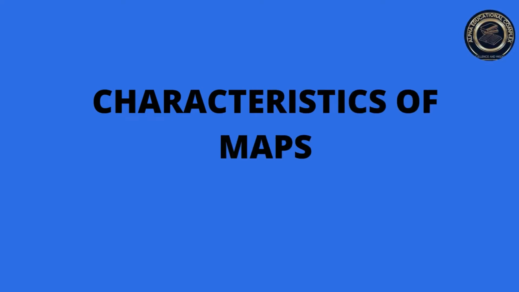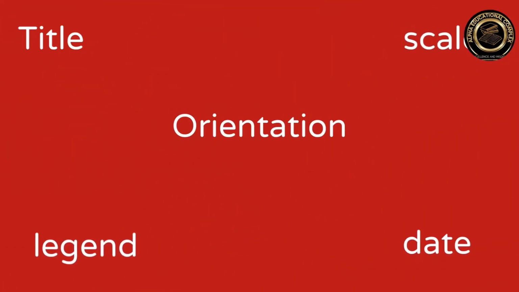Subtopic is characteristics of map, or features of map. What are the things that differentiate maps from any other thing on Earth's surface? So under this session we will know some of the key things that differentiate any map from any other thing found on the Earth's surface.